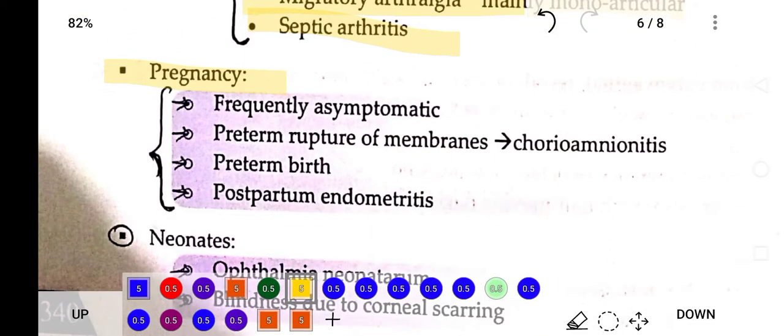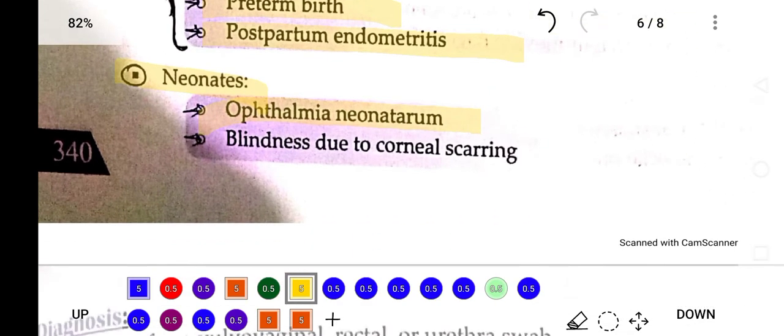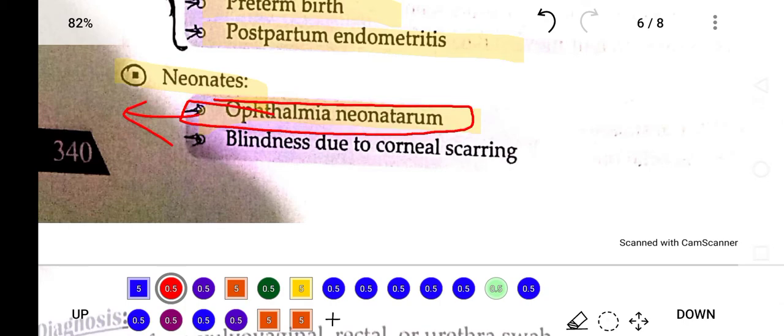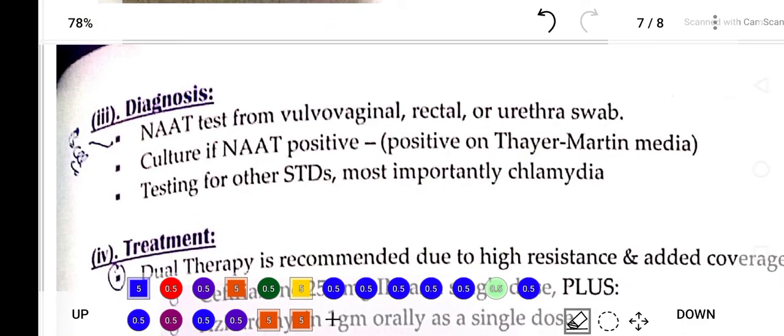In pregnancy, patients are frequently asymptomatic but may develop preterm rupture of membranes or chorioamnionitis and preterm birth with postpartum endometritis. In neonates, the complication of gonorrhea is ophthalmia neonatorum, in which neonates are predisposed to infection, most commonly in the eye, and that creates blindness and corneal scarring. This is a very dreadful and dangerous condition for neonates especially. So this must be treated immediately in order to prevent blindness in the neonate.